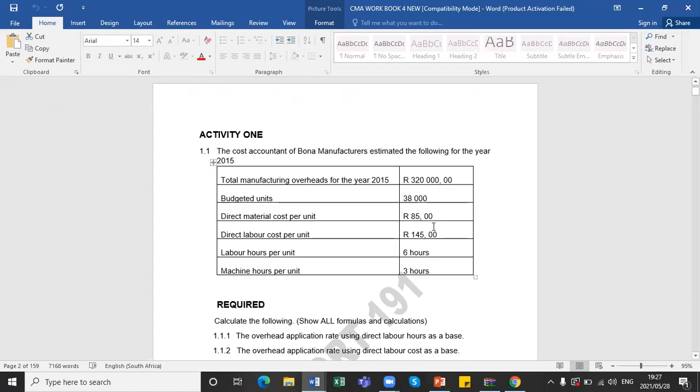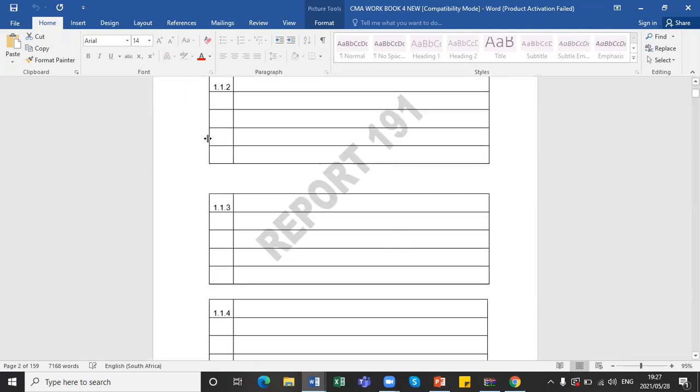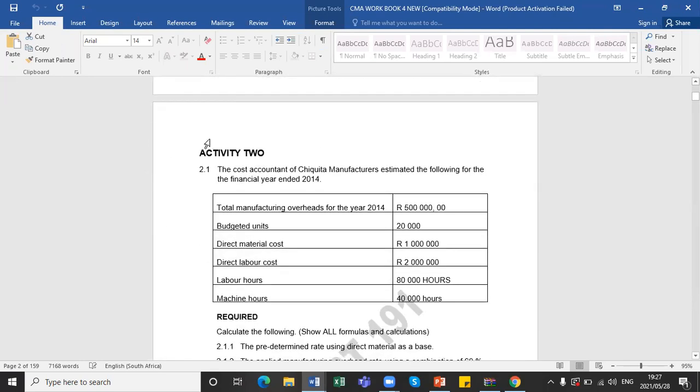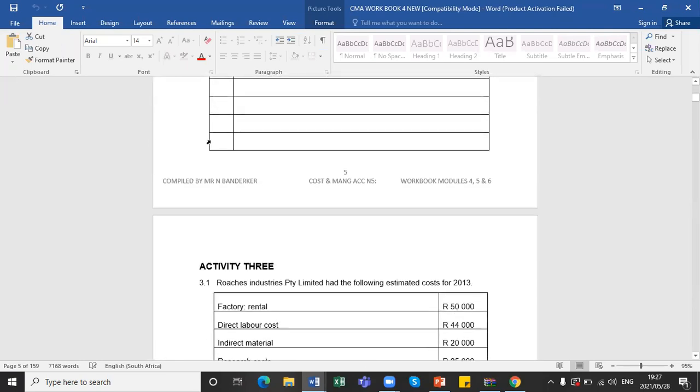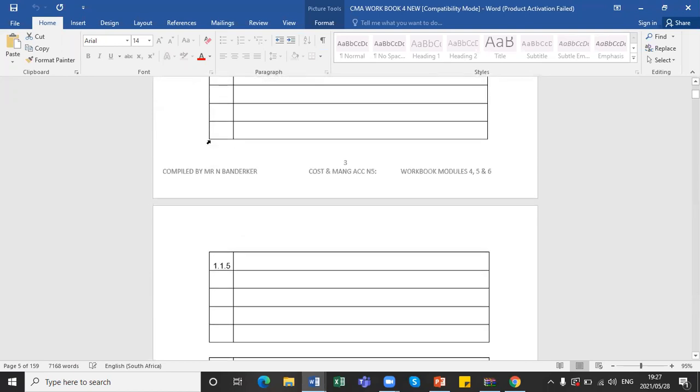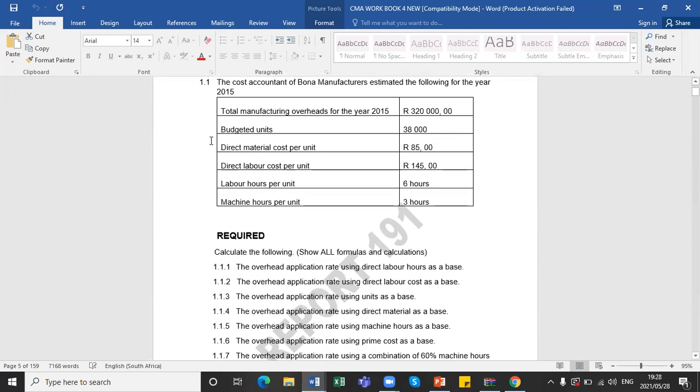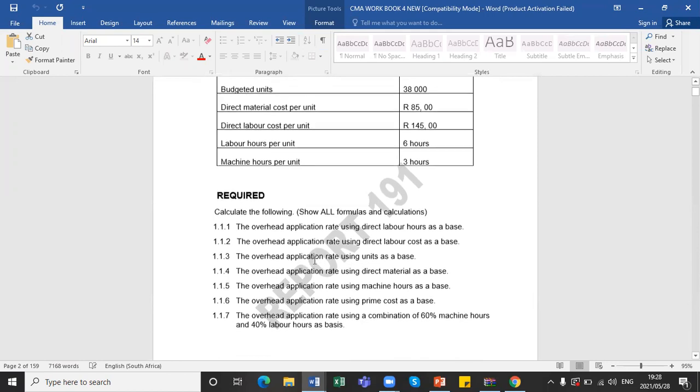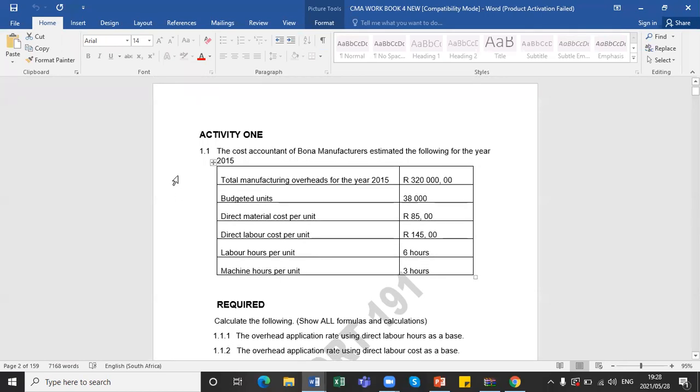Okay, students, we're going to speak about predetermined rates, where we're going to do activity 1. In the previous video, we spoke about activity 2, where I did it for you. So we're now going to focus on activity 1, where we're going to calculate a predetermined rate using all 7 different bases. The cost accountant of boner manufacturers estimated the following for the financial year.